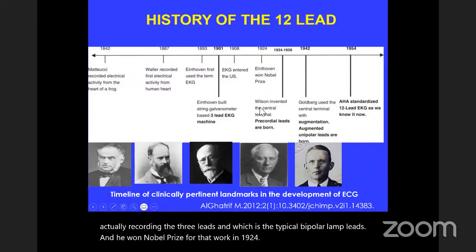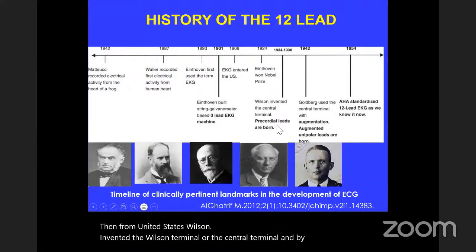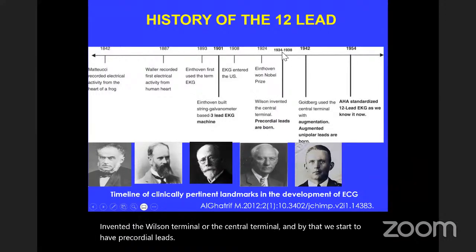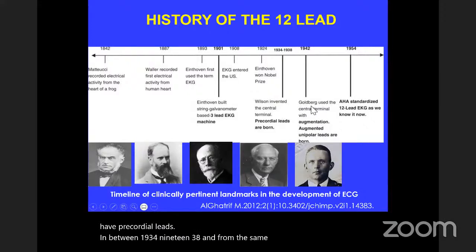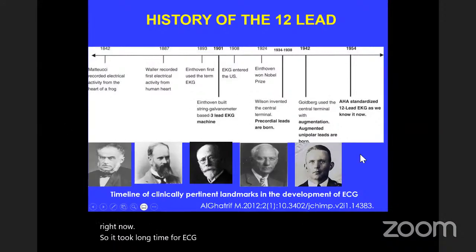Then from the United States, Wilson invented the Wilson terminal, or the central terminal. By that, we started to have precordial leads between 1934 and 1938. From the same concept, later on, Goldberg from New York invented the augmented leads, so we had the 6 limb leads in 1942. In 1954, the AHA standardized the 12-lead ECG, which is what we see right now. So it took a long time for ECG to develop, and it is very useful.